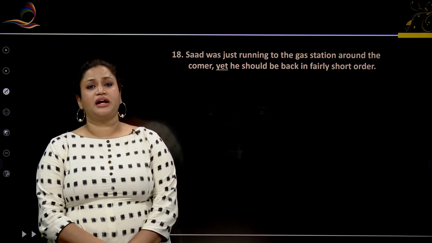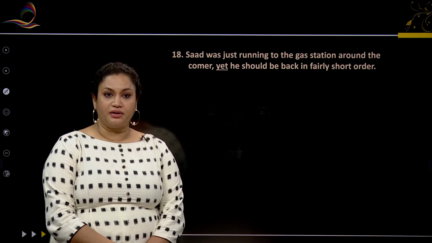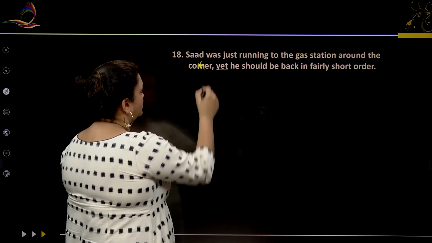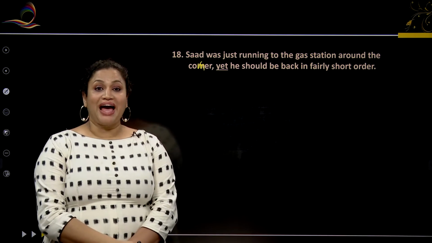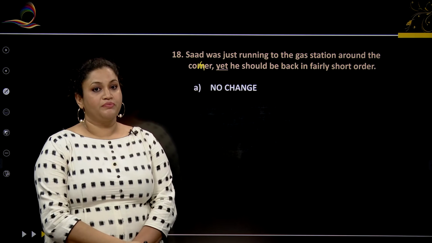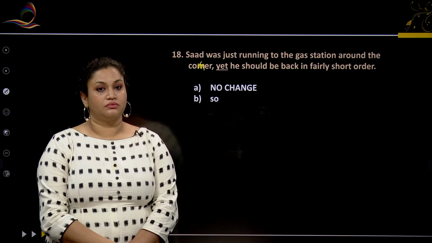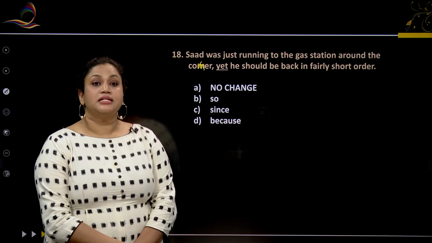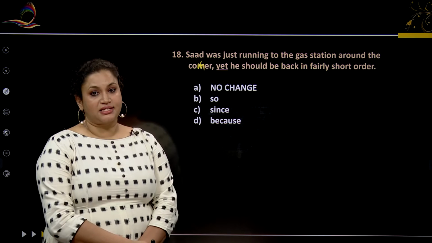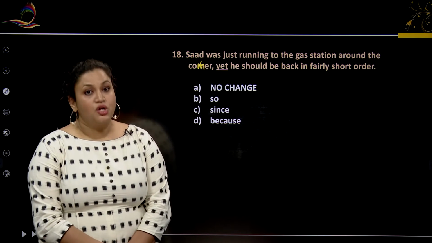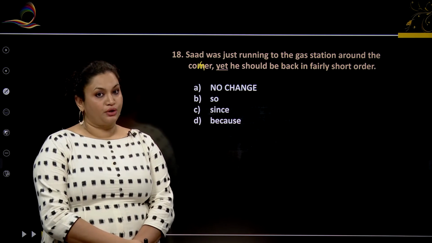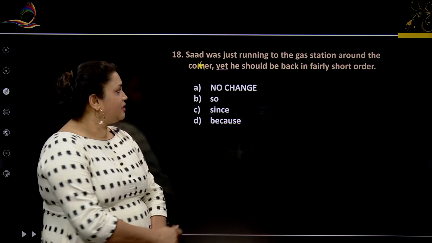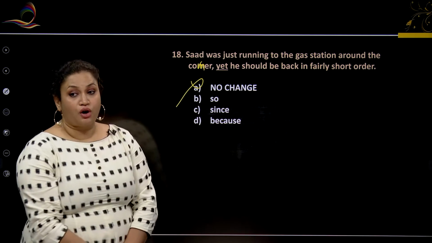Saad was just running to the gas station around the corner. Yet he should be back in fairly short order. Let's check. So, since, because. Saad was just running to the gas station around the corner. So, he should be back in fairly short order is the right option. Yet does not make sense there. Therefore, no change is the wrong option.